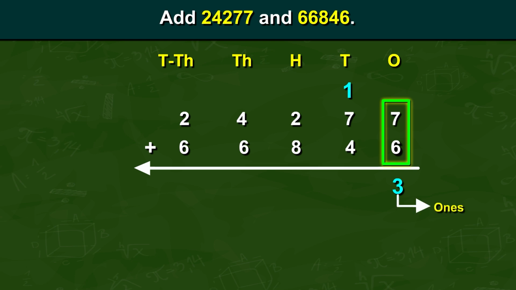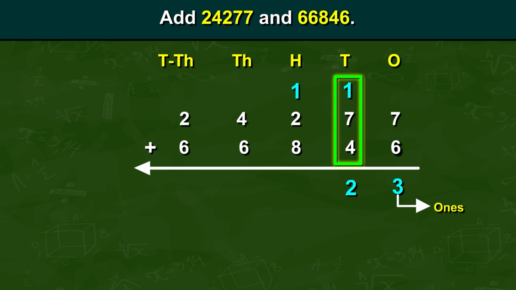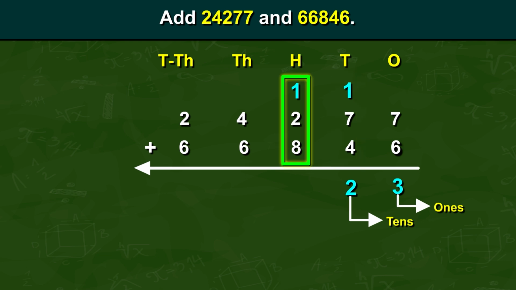Step 3. Tens are added. 1 plus 4 plus 7 is equal to 12. Carry 1 to the hundreds column and write 2 under the tens column. Step 4. Add hundreds and carried over tens digit. 1 plus 8 plus 2 is equal to 11 hundreds. Write 1 under the hundreds column and carry 1 to thousands column.